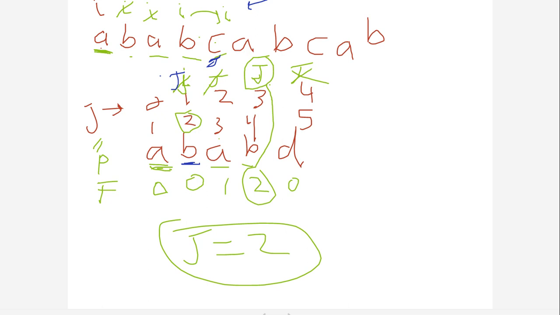So what is the Fj? Fj is what? F of 1? 0. So I will set back to 0. So I will start comparing again from position 0. You got it? I then continue matching in this way.